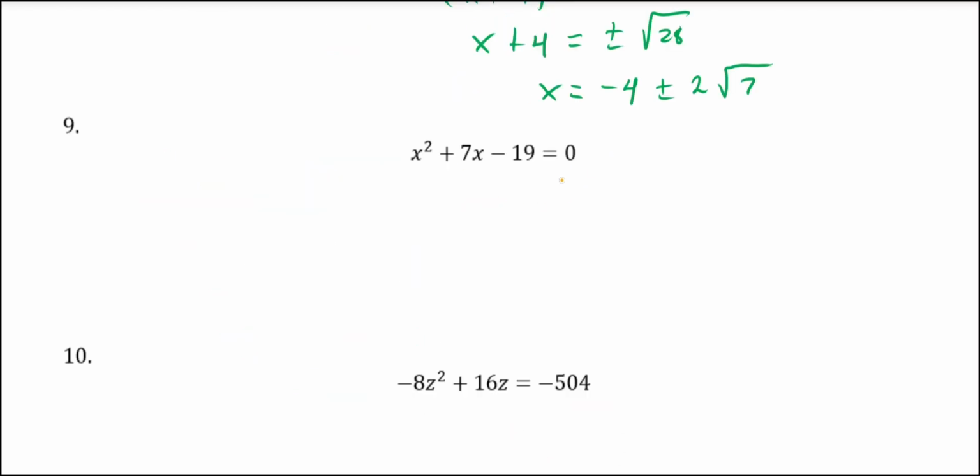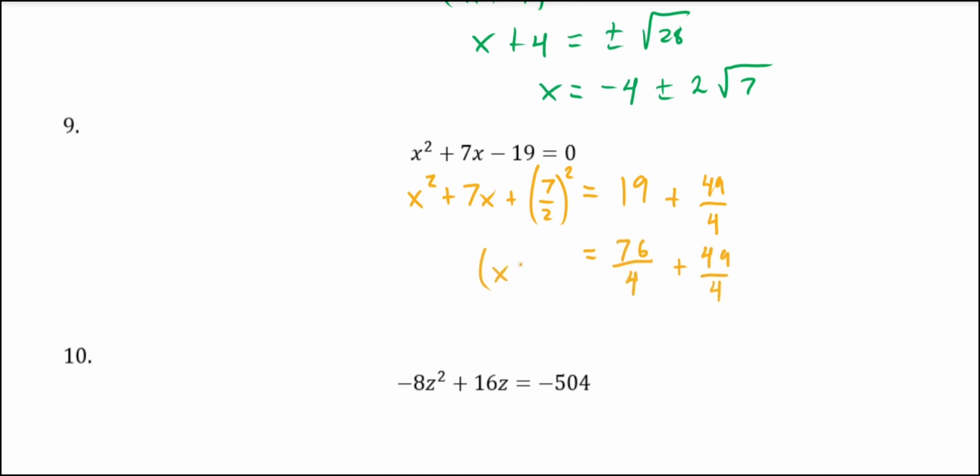Again, we begin by bringing over this 19. Then we want to add 7 over 2 squared. Now this time, we're unable to deal with whole numbers only here because the middle term was not even, it was odd. That is okay. We still just need to work with the fractions. This is going to give me 49 over 4. Now, in terms of fourths, 19 times 4 will give me 76 fourths plus 49 fourths.